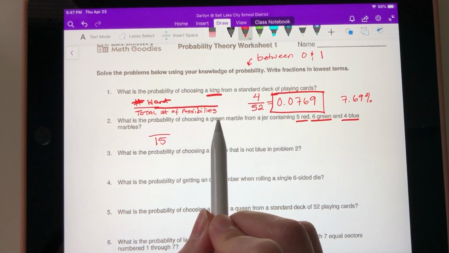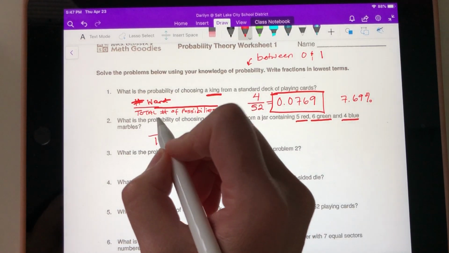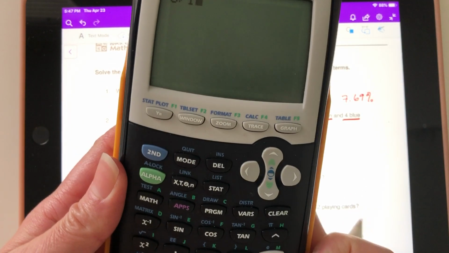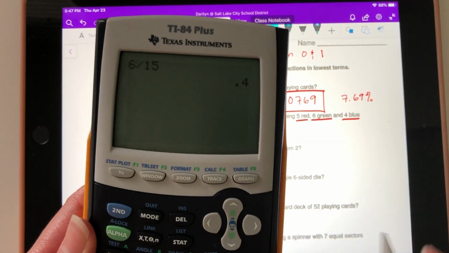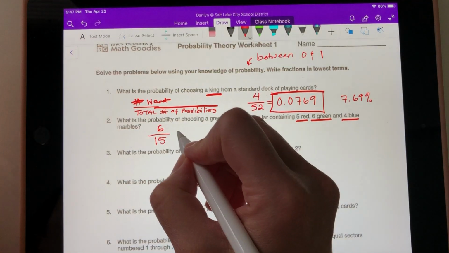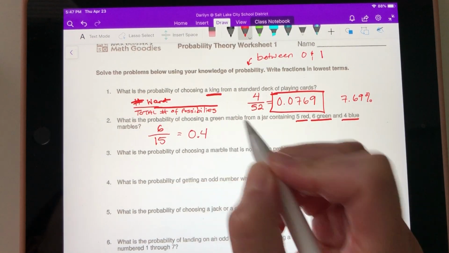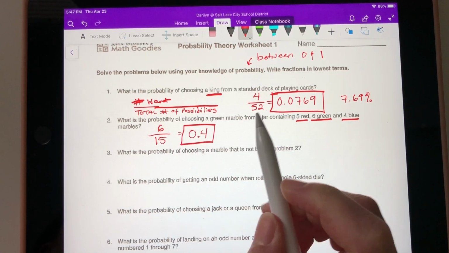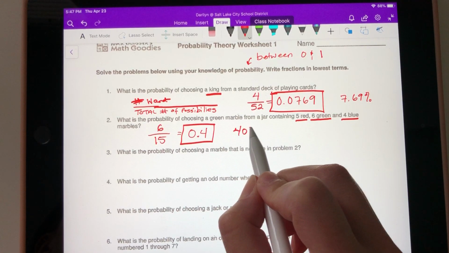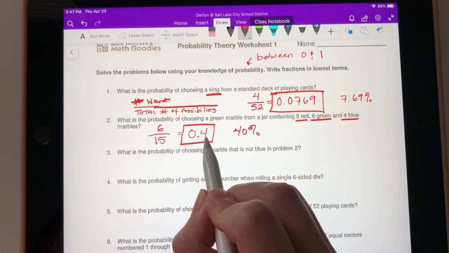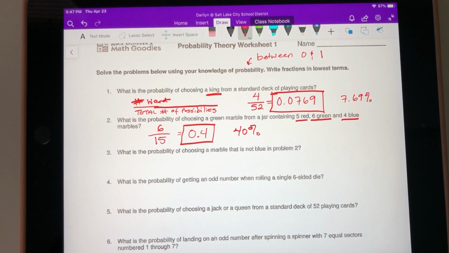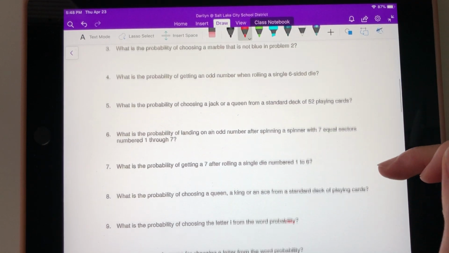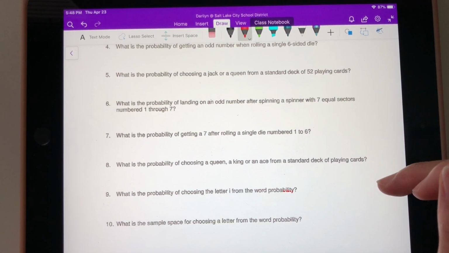Now it's the probability of choosing a green marble. How many green marbles are there? Well, there's 6. So 6 divided by 15 gives me the probability of choosing a green marble, which is 0.4. Between 0 and 1, I did something right. So the probability is 0.4, or you could say 40%. If I move the decimal twice to the right, that gives me 40%. Same thing as you proceed down, you're gonna do the same type of idea for each of these.